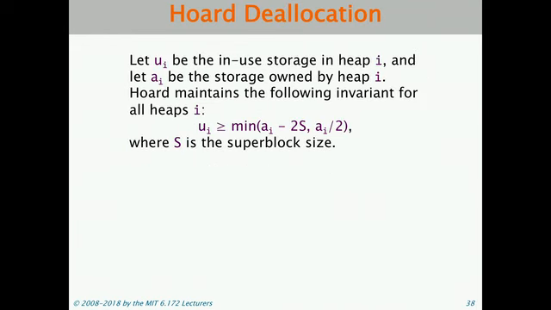And now let's look at Horde deallocation. So let U sub I be the in-use storage in heap I. This is the heap for thread I. And let A sub I be the storage owned by heap I. The Horde allocator maintains the following invariant for all heaps I. And the invariant is as follows. U sub I is always going to be greater than or equal to the min of A sub I minus 2 times S, where recall S is the superblock size, and A sub I over 2.